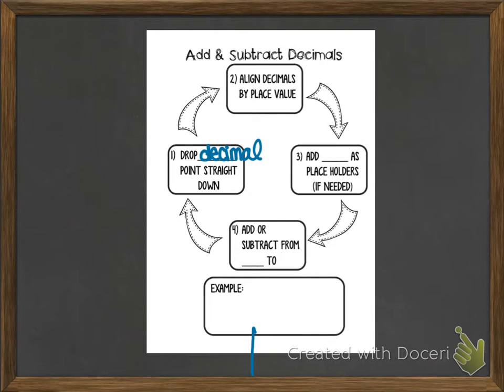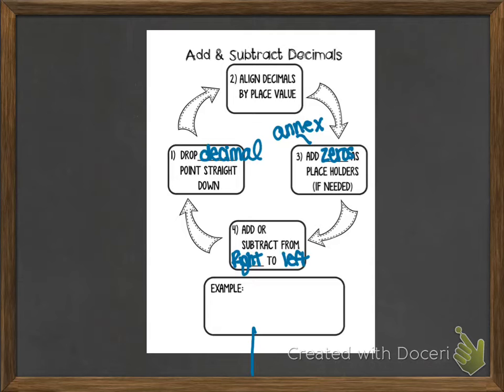We're going to align our decimals by place value. Then we will add zeros as needed. This is also called, instead of add, annex. So if you see that word or you hear that word, that's what we are doing. And then we are going to add or subtract from right to left, so opposite direction of how you read.